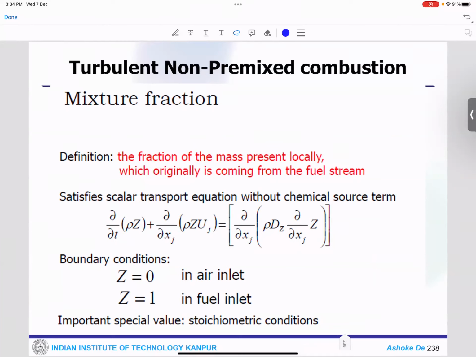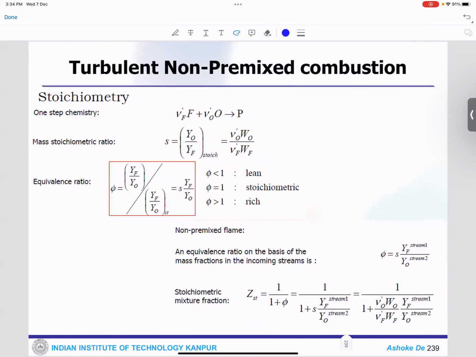But here there is no burnt or unburnt situation. Here it's pure air or pure fuel. So it varies between 0 and 1, between air and fuel, and you solve this mixture fraction equation. Once you solve that mixture fraction equation, then you define your stoichiometric mixture fraction.